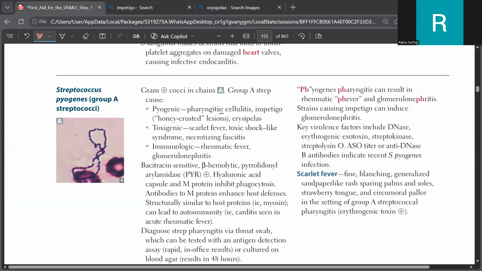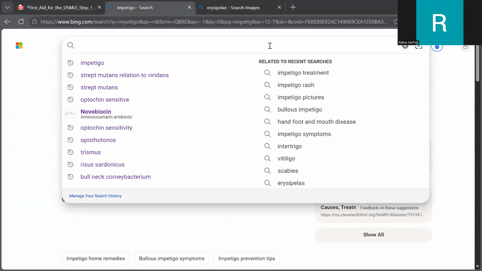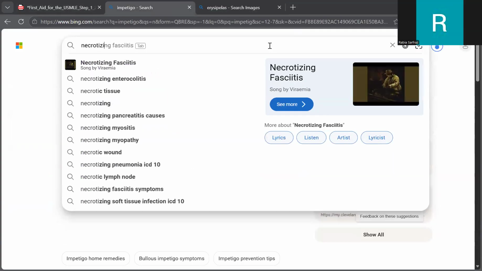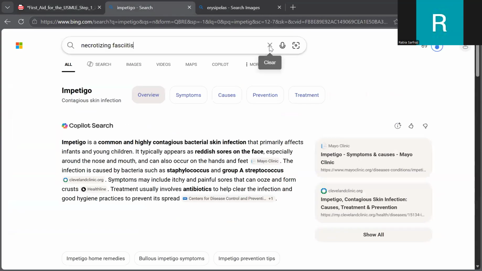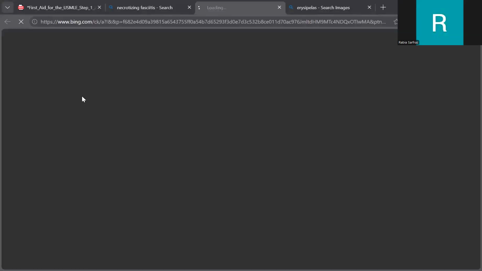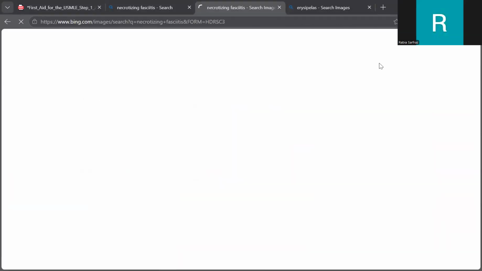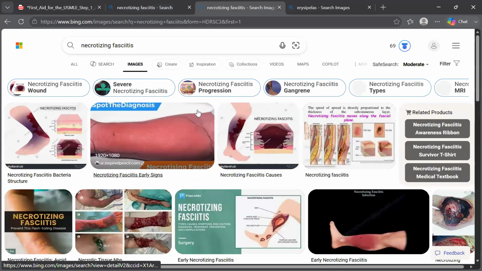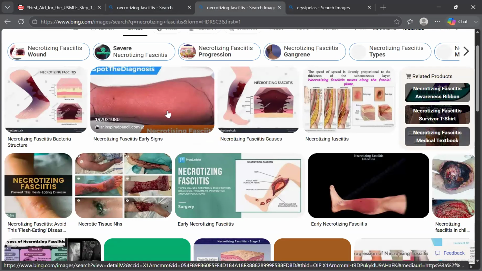And pyogenic effects include pharyngitis, cellulitis, impetigo, and erysipelas. Toxigenic effects would be scarlet fever, toxic shock syndrome, and necrotizing fasciitis. If I search what necrotizing fasciitis is, it is a rare, rapid, progressive bacterial infection that destroys soft tissue and can be life-threatening, requiring immediate medical intervention. And if I look at a diagram of it, this is how necrotizing fasciitis looks, right?